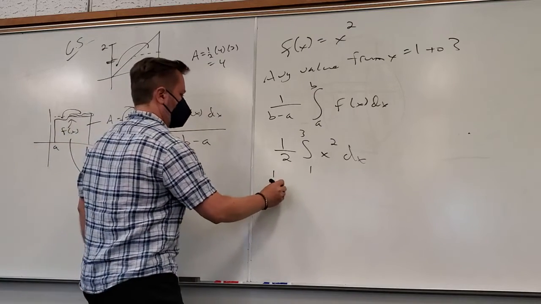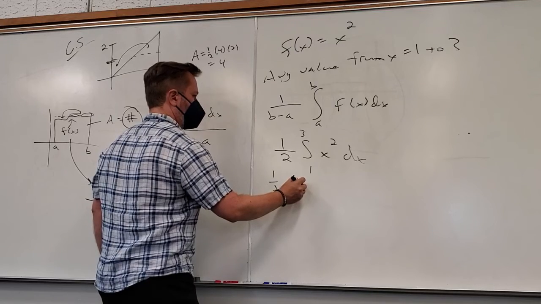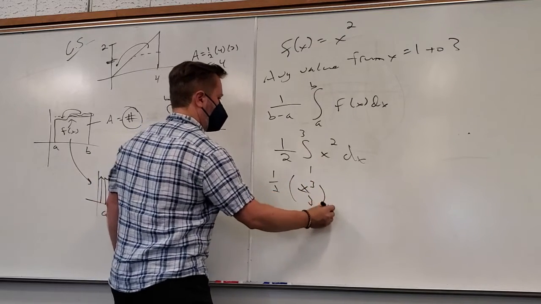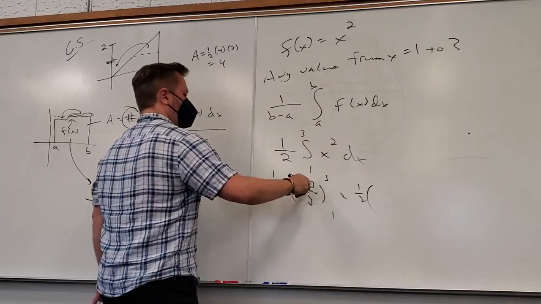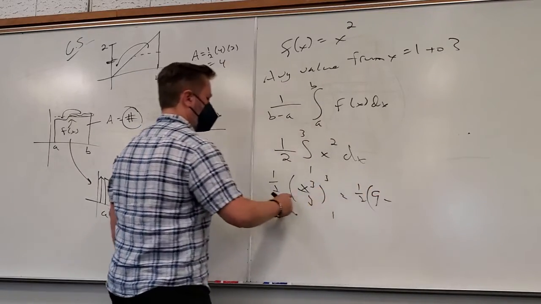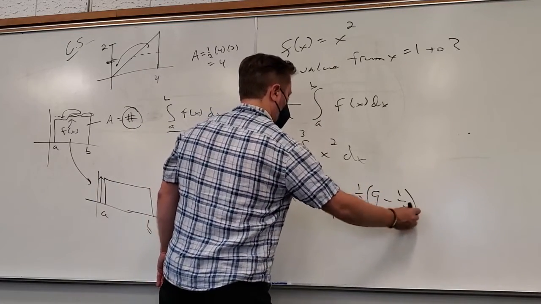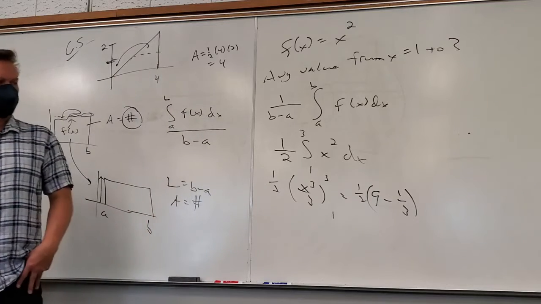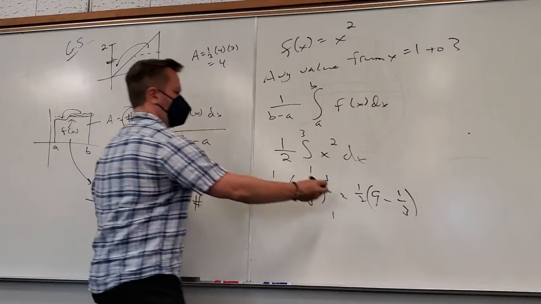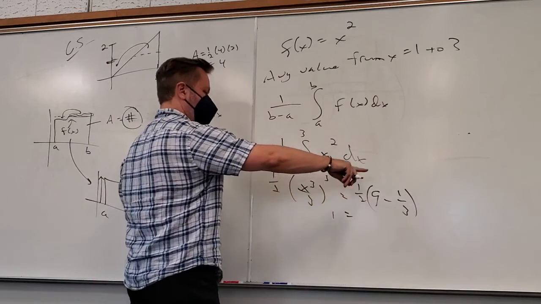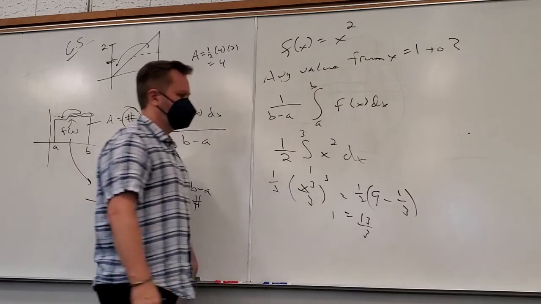So what is the integral of x squared? 1/3 x cubed. Okay, from 1 to 3, so then I get 1/2 of 27/3 minus 1/2 of 1/3. So I would get 13 thirds? Is that right? I don't know.